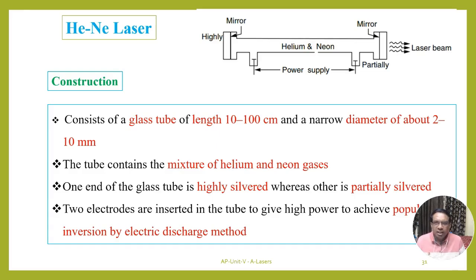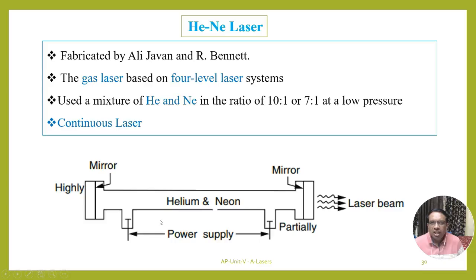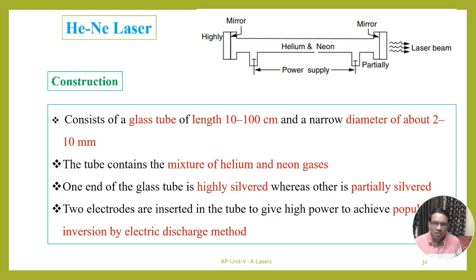So this is the helium-neon laser. Basically, it was first developed by Ali Javan and team, and this is a gas laser. Especially we use helium and neon gas in a 10:1 or 7:1 ratio, and it is a continuous laser. Based on the working style, lasers may be continuous lasers or pulsed lasers. This one is a continuous laser, a 2-4 level laser system, and this block diagram shows it. Now we will see how it is constructed.